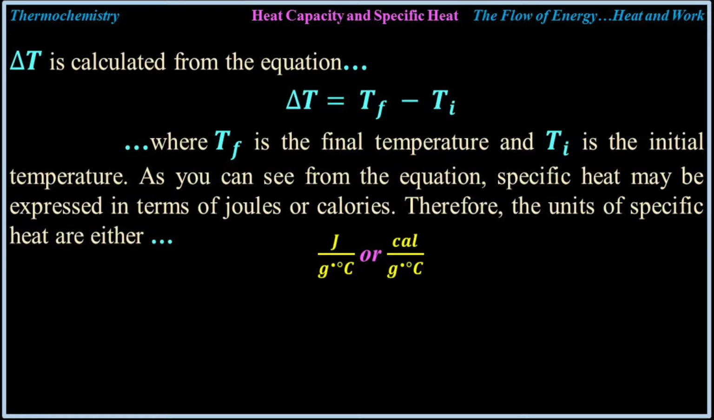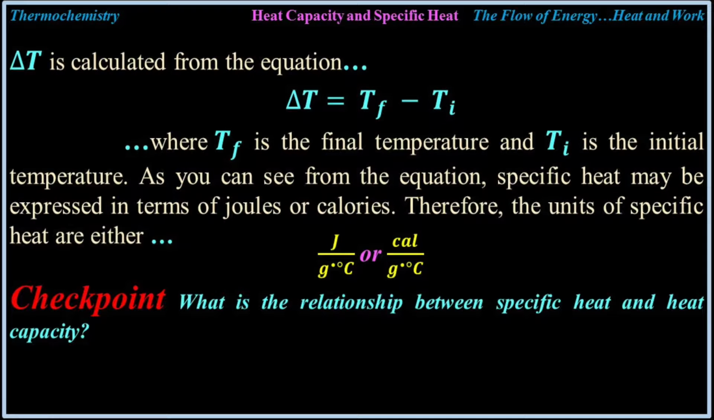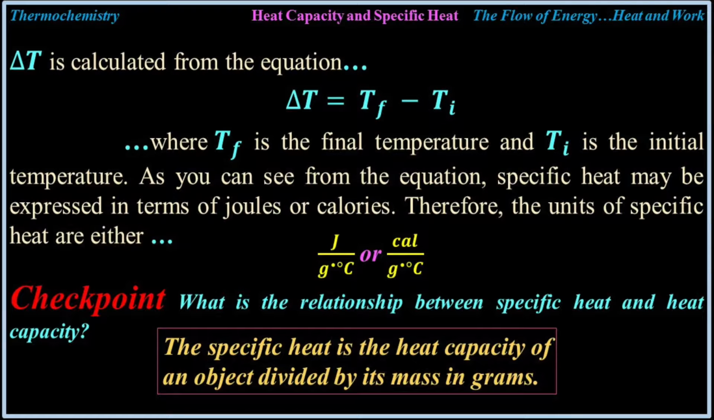Delta T is calculated from the equation delta T equals Tf minus Ti, where Tf is the final temperature and Ti is the initial temperature. As you can see from the equation, specific heat may be expressed in terms of joules or calories. Therefore, the units of specific heat are either joules over gram degree Celsius or calories over gram degree Celsius. What is the relationship between specific heat and heat capacity? The specific heat is the heat capacity of an object divided by its mass in grams.